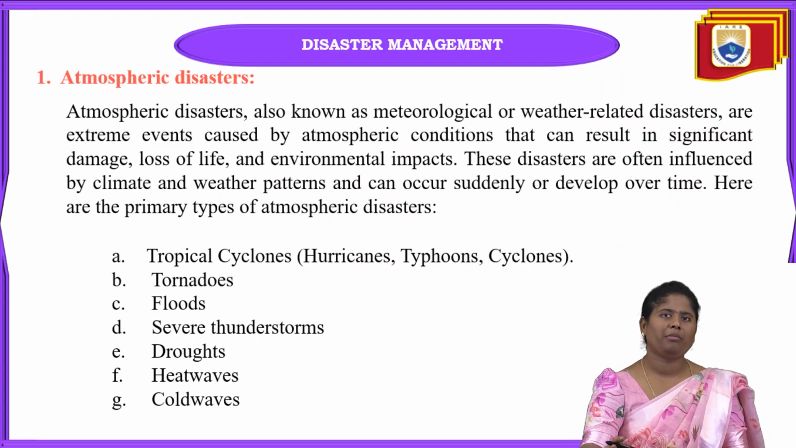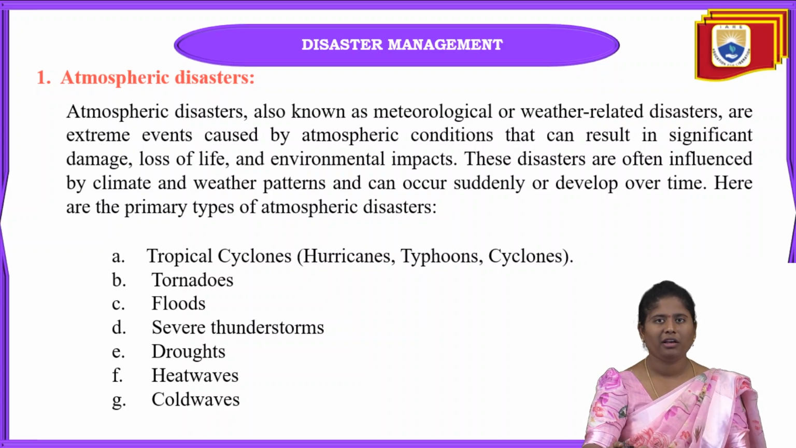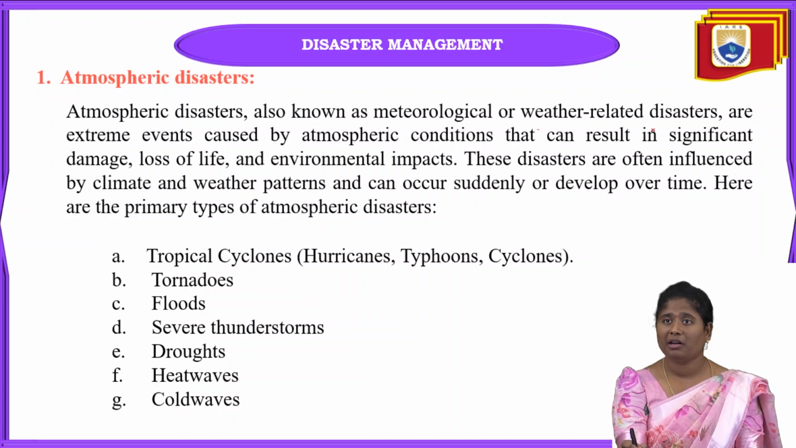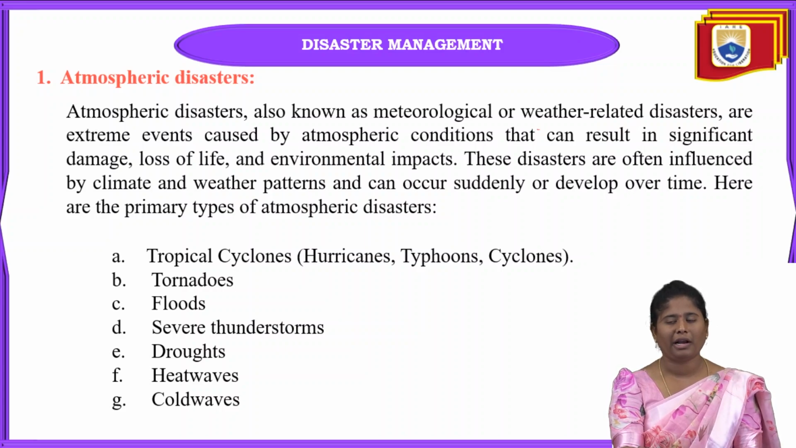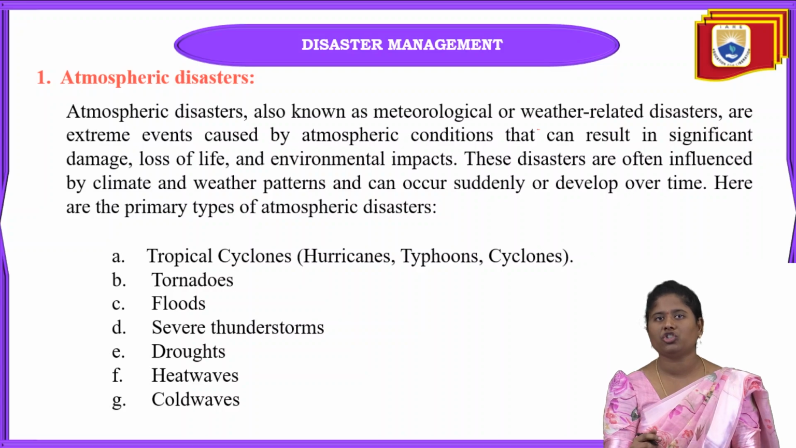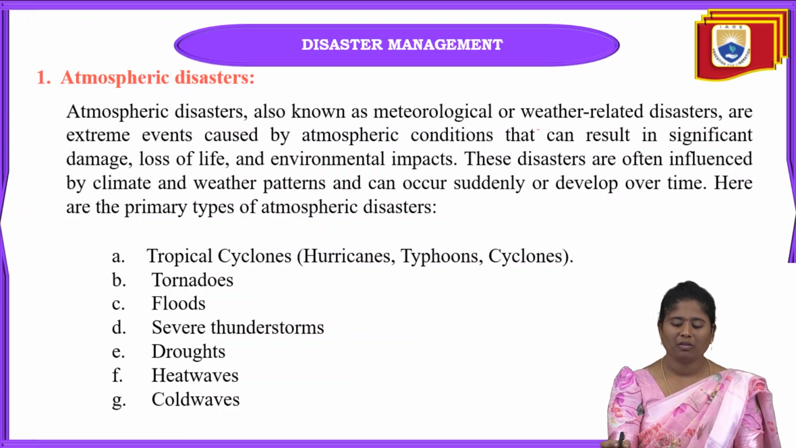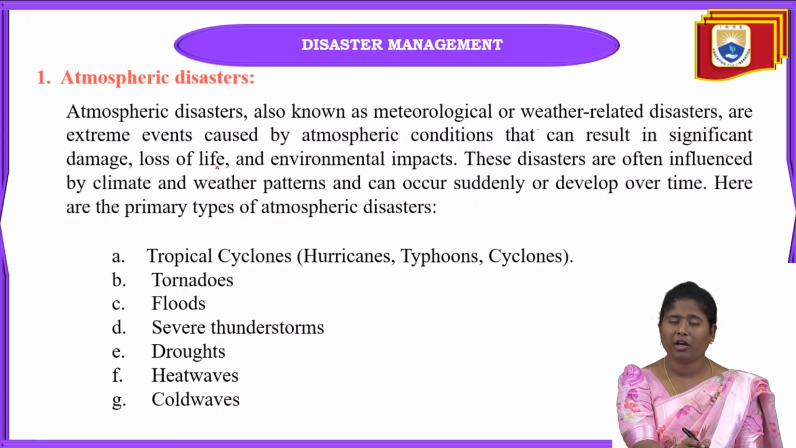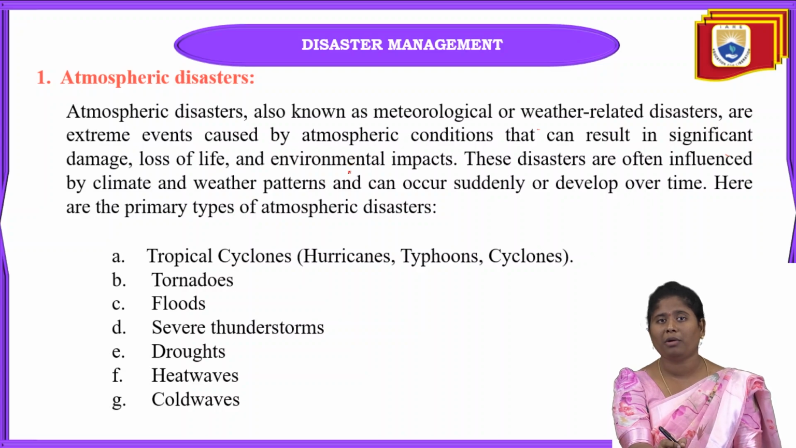Firstly, what is meant by an atmospheric disaster? These disasters can happen due to atmospheric conditions. That is nothing but the atmospheric disaster. These atmospheric disasters are also known as meteorological and weather related disasters, and they are caused only due to atmospheric conditions. Because of these disasters, there will be so much damage to infrastructure, there will be loss of life, and it will also impact the overall environment.